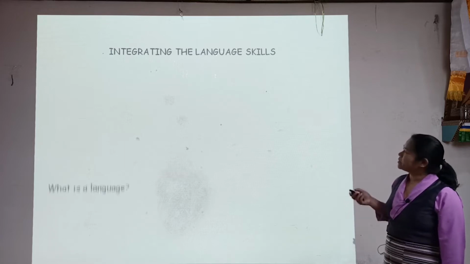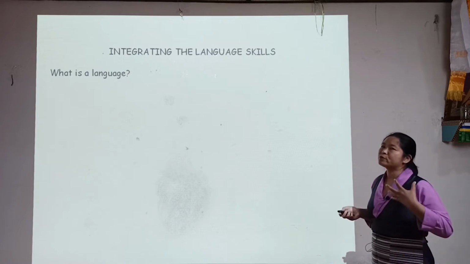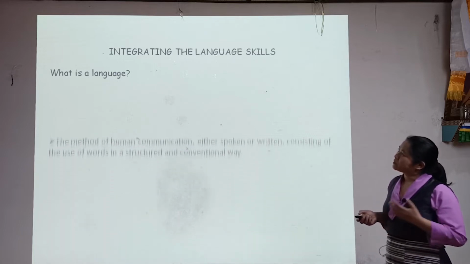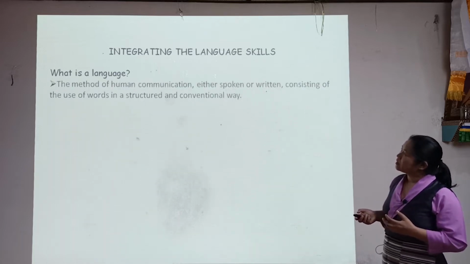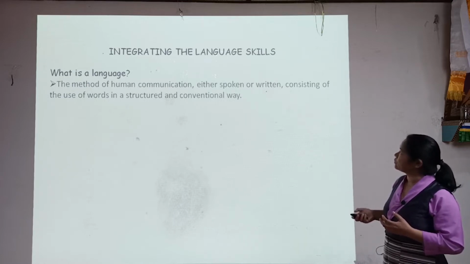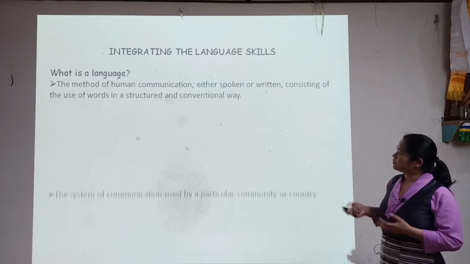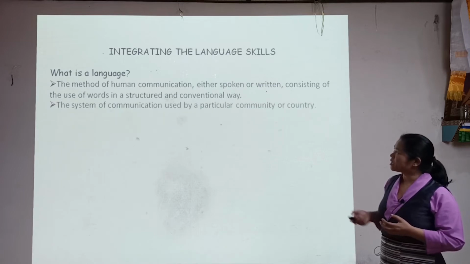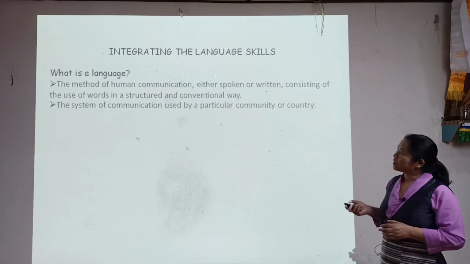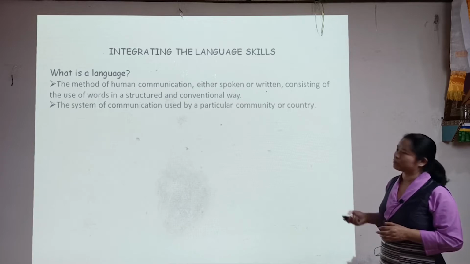Okay. So what is a language? That is very important for us to understand before we try to develop it, before we try to learn it. One definition of a language is the method of human communication, either spoken or written, consisting of the use of words in a structured and conventional way. Another definition is the system of communication used by a particular community or a country. So if we look at both of these definitions, we notice that there is a common word, communication.